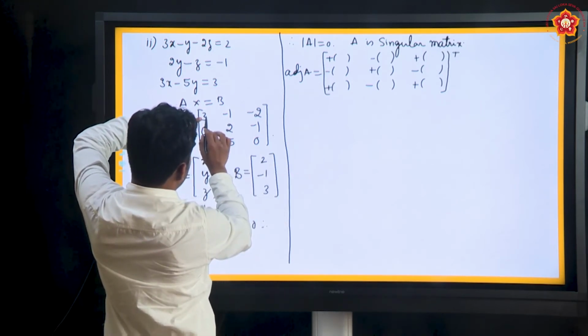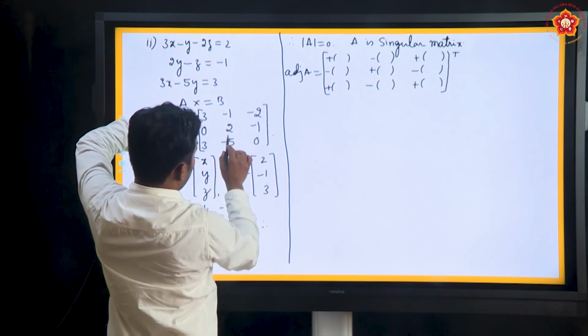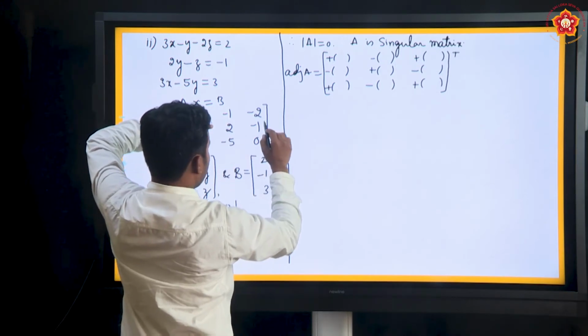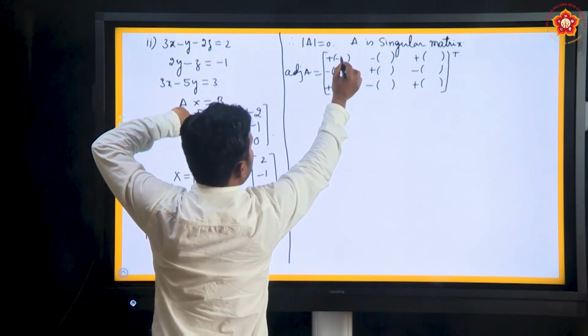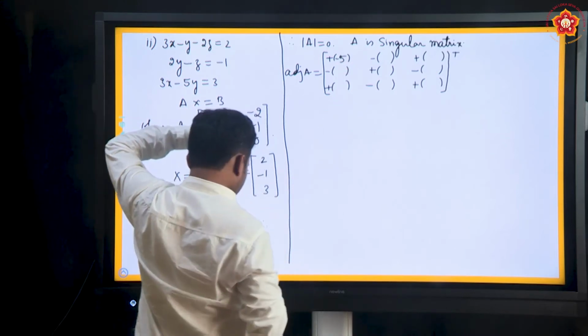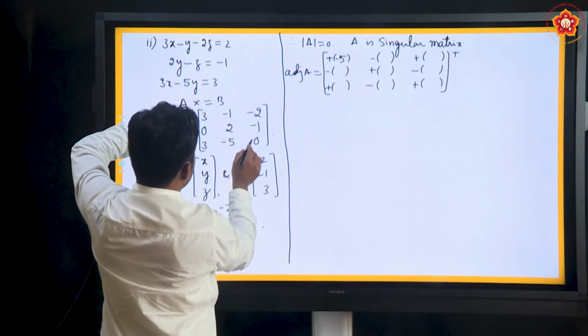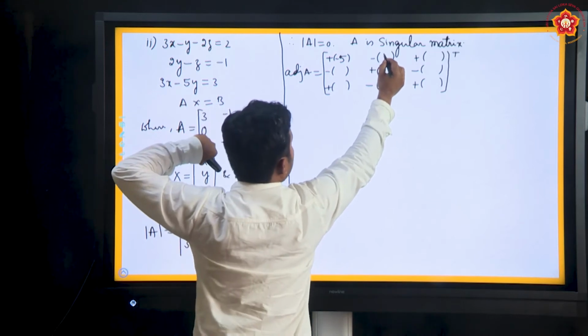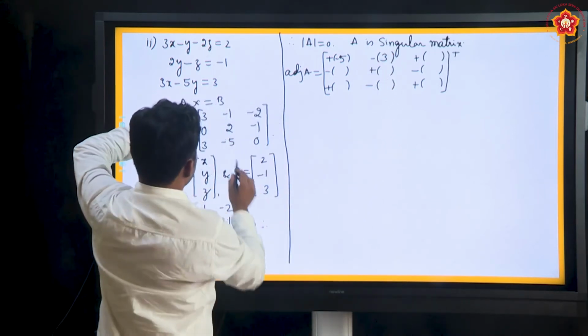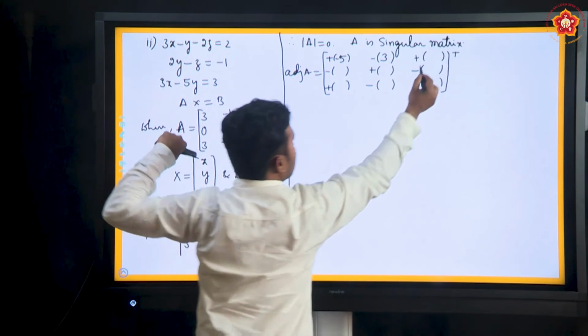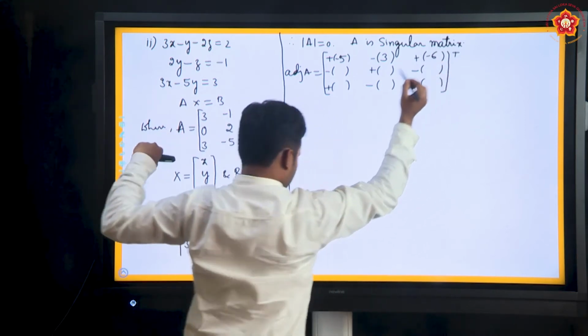So what you can do is we just delete the first row, first column: 2 into 0 is 0, minus 5. Okay. And what is this? Next 0 minus of minus 3 is 3. Next this one, 5 minus 6. So this is minus 6.